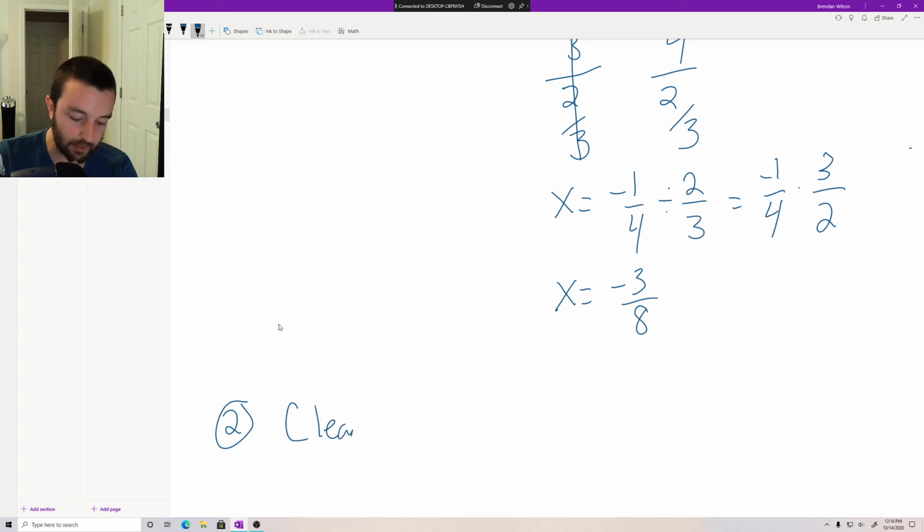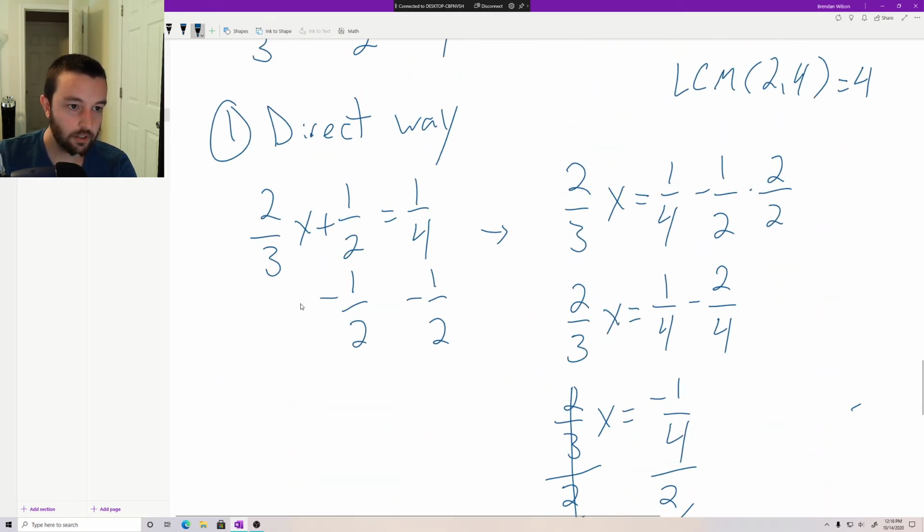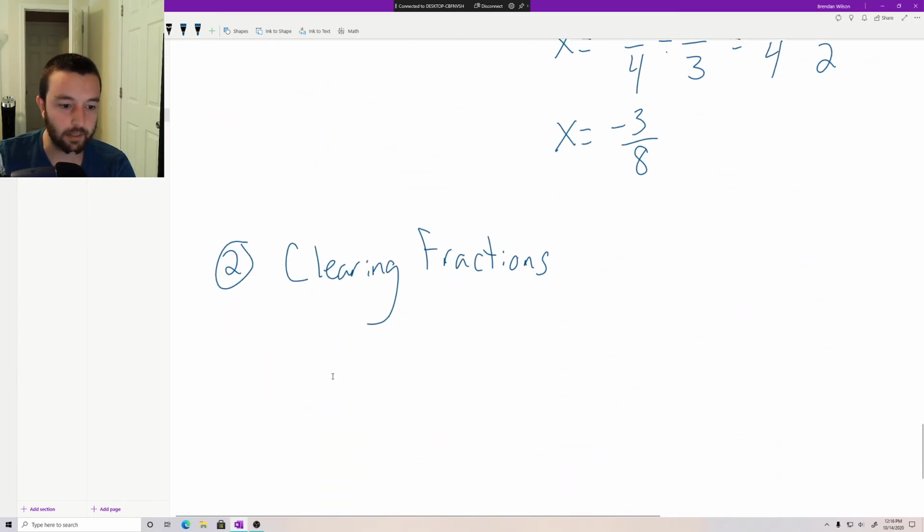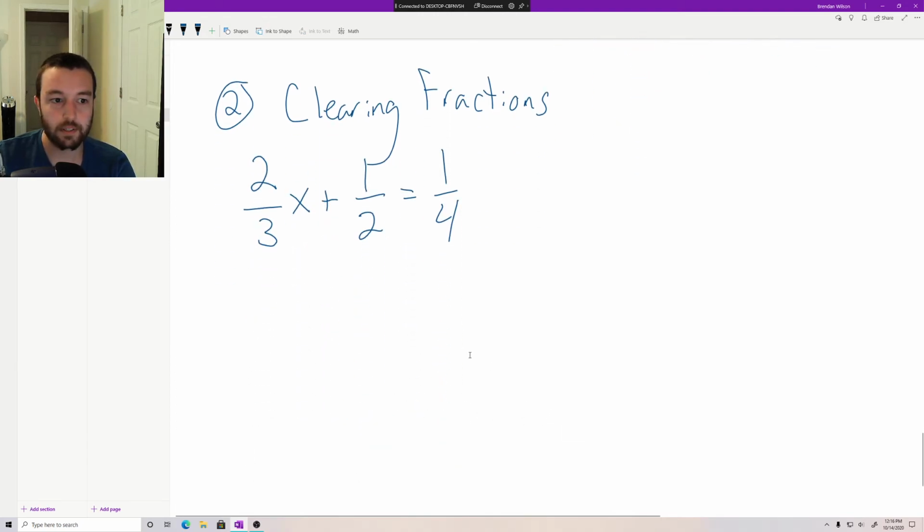The second way to do this, which does make a lot of problems easier, I think this is the easier way to do it, is by clearing fractions. So the idea behind this method is that fractions in general make everything more complicated, right? It's definitely more complicated to work with fractions than it is to work with whole numbers. So why don't we just try to get rid of the fractions? Well, how do we do that?